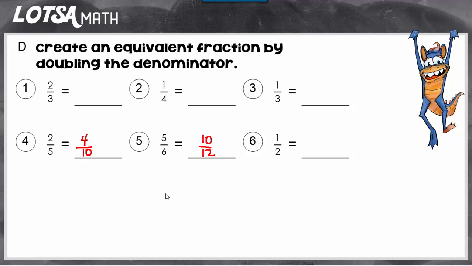So you try creating some equivalent fractions on your own. If you need help, you can come back and rewatch the video. Good luck.